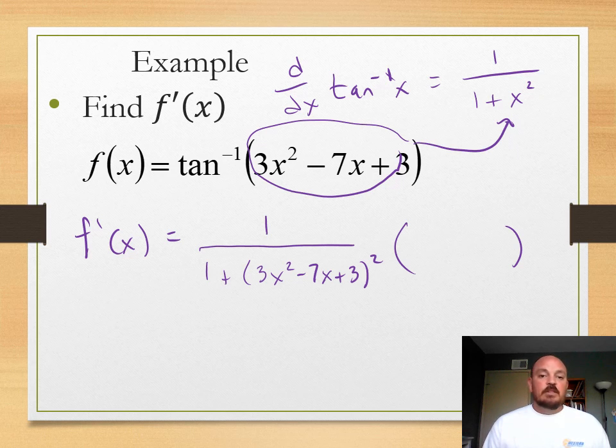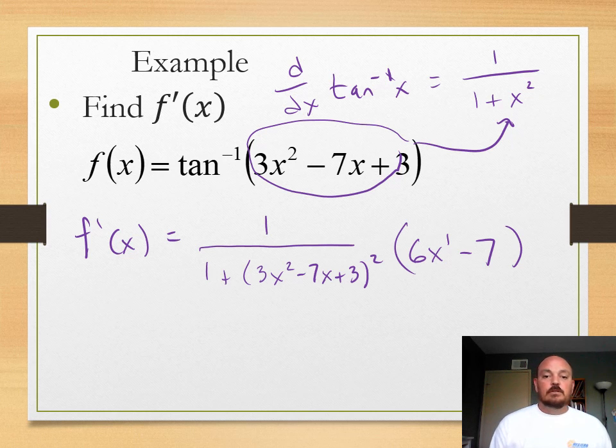So I have to multiply by the derivative of 3x squared minus 7x plus 3, but that's a simple derivative, that's just power rule. So on the first one you multiply by 2, lower the exponent to 1, the derivative of negative 7x is negative 7, and the derivative of 3 is 0, so that'll just disappear. So basically it's 6x minus 7.